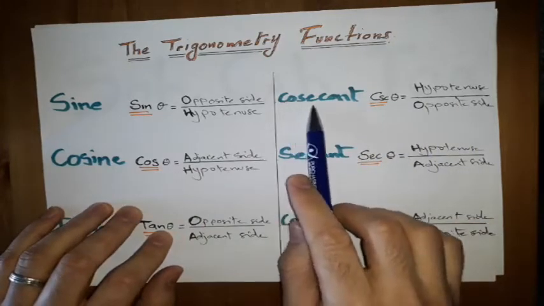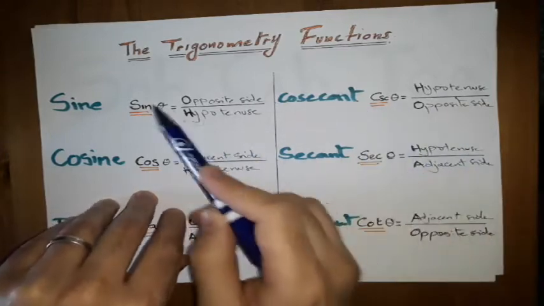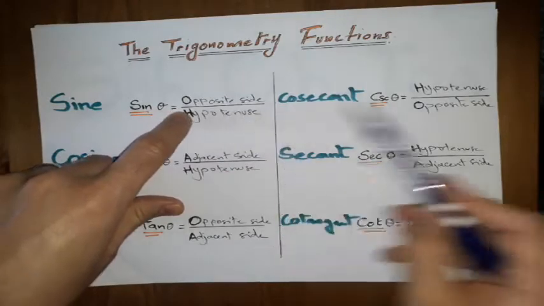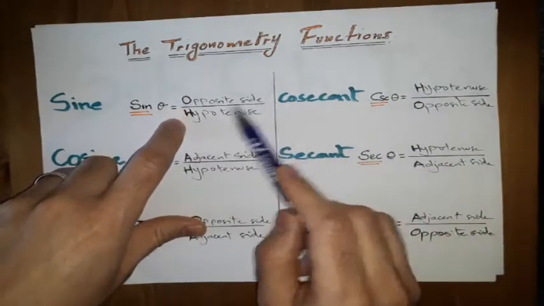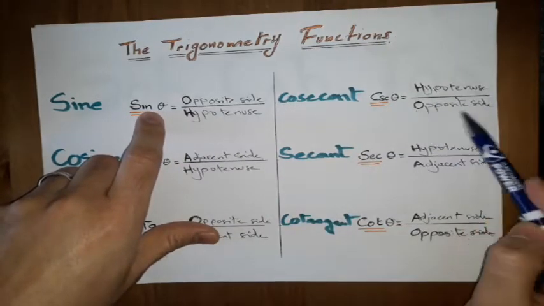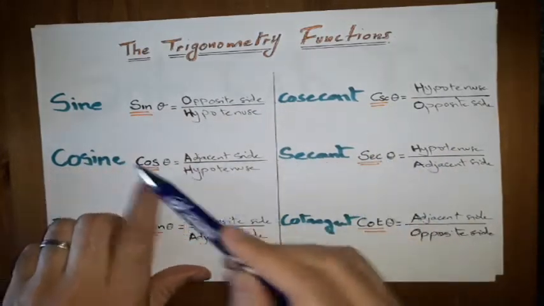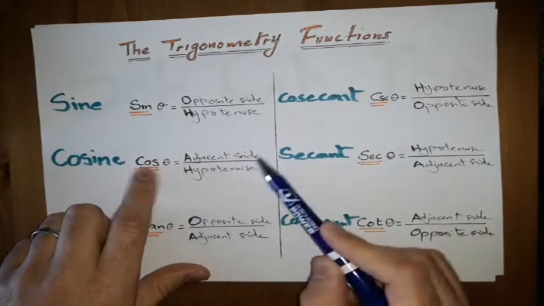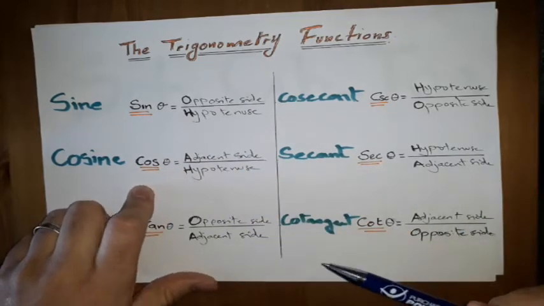So cosecant of theta is hypotenuse over opposite side, which, as you can see, equals 1 over sine of theta, right? You just flip sine and you get cosecant. Opposite side over hypotenuse is sine, and cosecant is hypotenuse over opposite side. It's like you flip this ratio. Same thing for secant. Secant is 1 over cosine, which is hypotenuse over adjacent side.